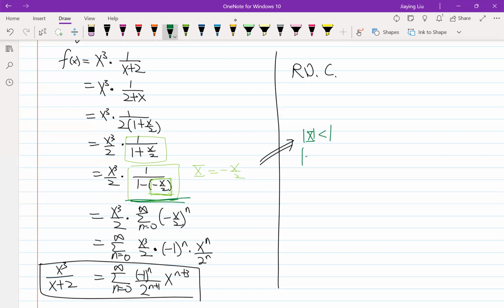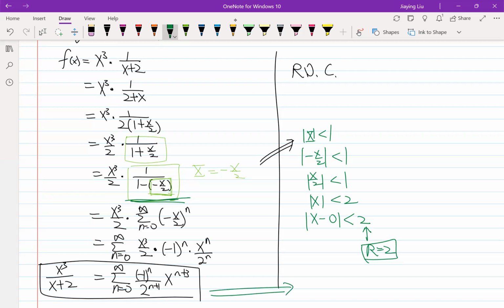Translated into lowercase x, that is negative x over 2 in absolute value less than 1. And then we can solve for lowercase x from here. So that will be getting rid of the negative first, and then multiplying by 2. So x over 2 is less than 1 in absolute value, and x in absolute value is less than 2. You can write it as x minus 0 in absolute value less than 2. So the 2 here is the radius of convergence. It's a lot easier than trying to figure out the correct form of x minus a, absolute value less than r, from the final part.